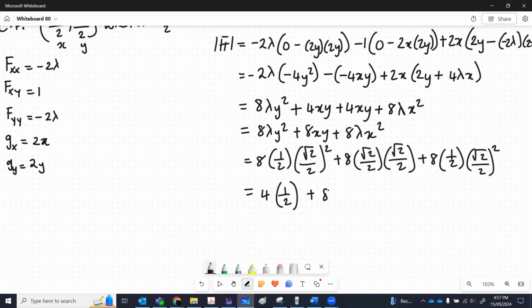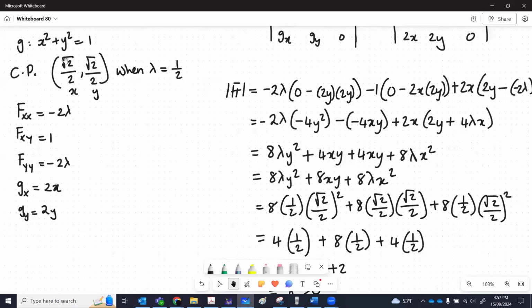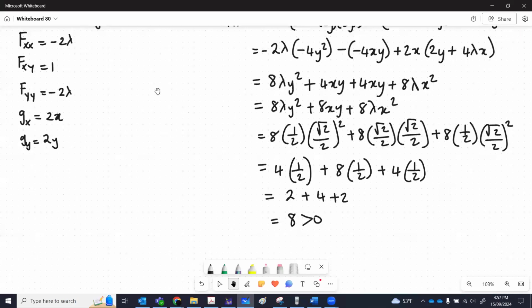And then we have 8 here, and this is 2 over 4, which is a half. And then 8 times a half is 4, and this is 2 over 4, which is a half. So this is 2 plus 4 plus 2, which is equal to 8. So this is positive. That means we have a maximum at the point square root of 2 over 2, square root of 2 over 2. You can say that.